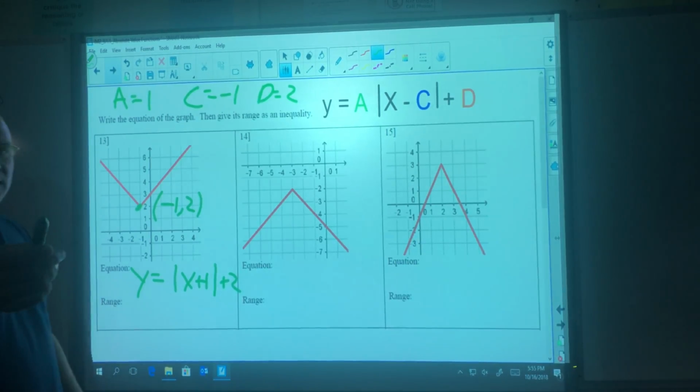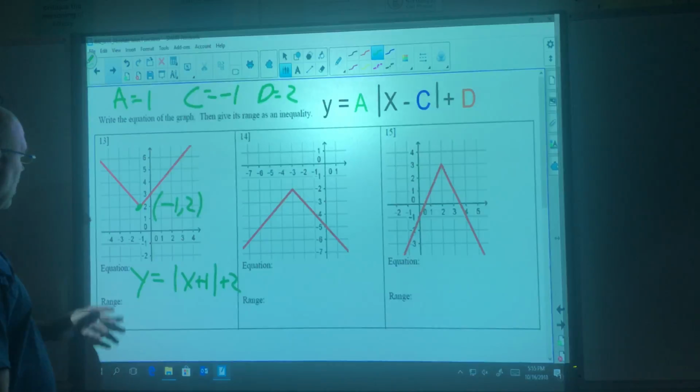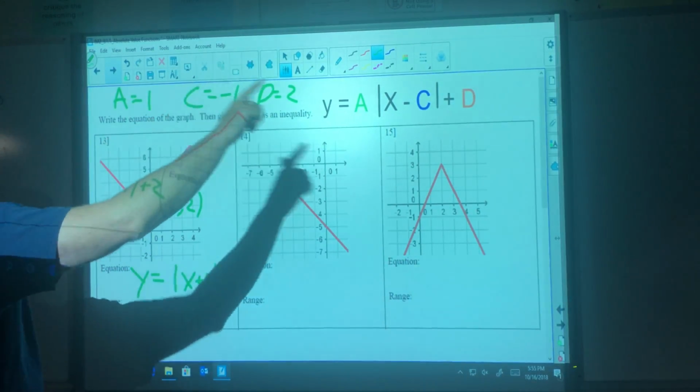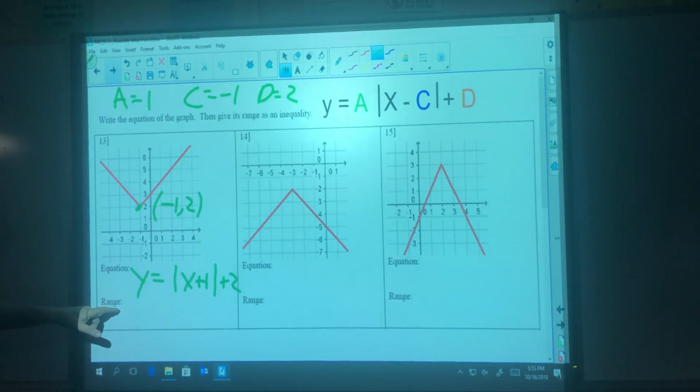Oh, remember from your IM1 days, they asked you for domain and range. Well, we know that the domain is going to be x equals all real numbers, so it goes on forever, right? It includes all the x values. But the range would be the y's, and the range would be y is greater than or equal to 2.